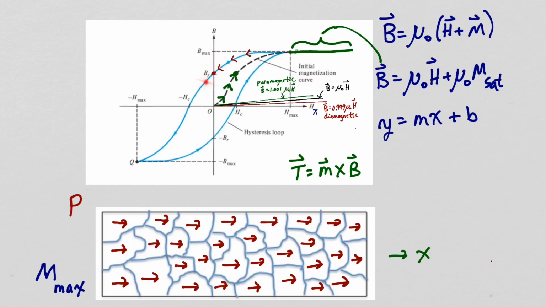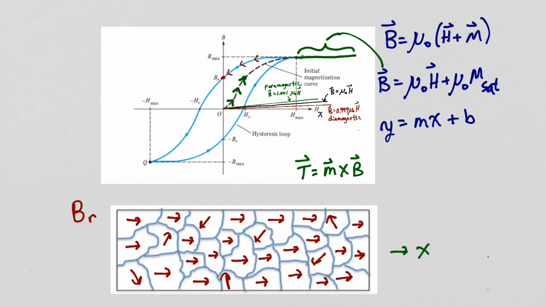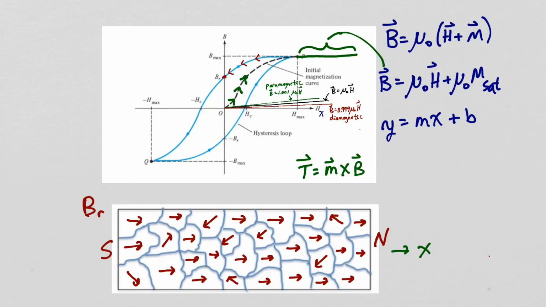So what happened as you decrease the applied field is that some of these magnetic domains would have flipped to some random orientation. So at this point, B sub r, we have some net magnetization in the x direction. And so we've actually created a magnet with the right-hand side being the North Pole and the left-hand side being the South Pole. We will now reverse the direction of the current flowing in our solenoid and start applying a magnetic field intensity in the minus x direction to our ferromagnetic material.